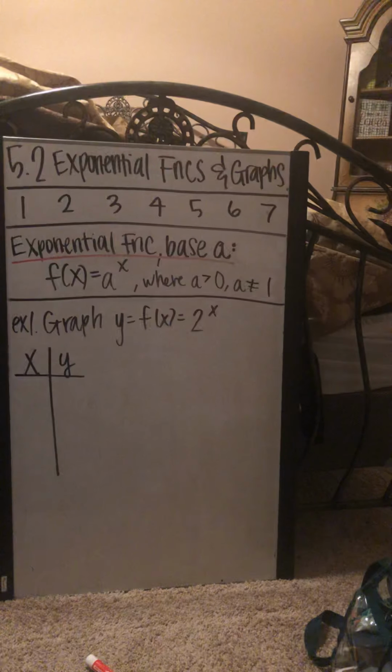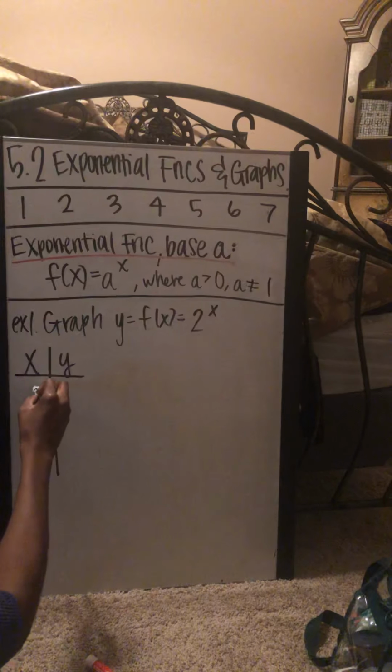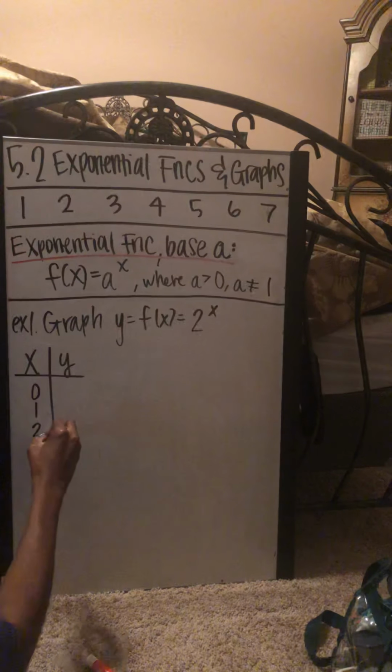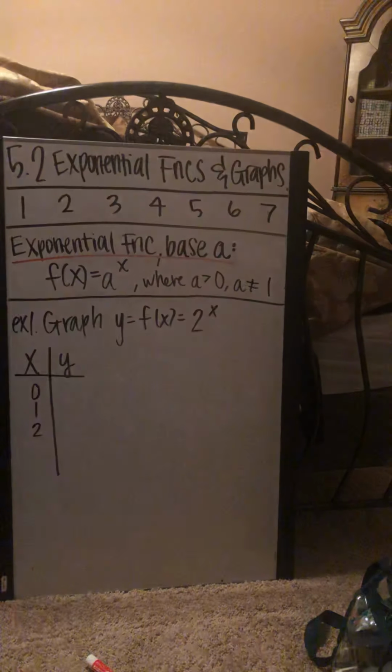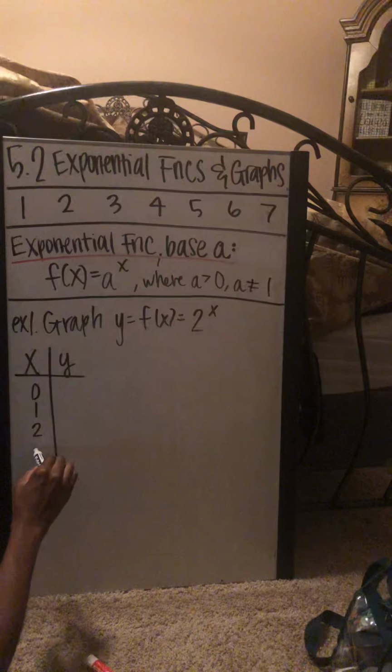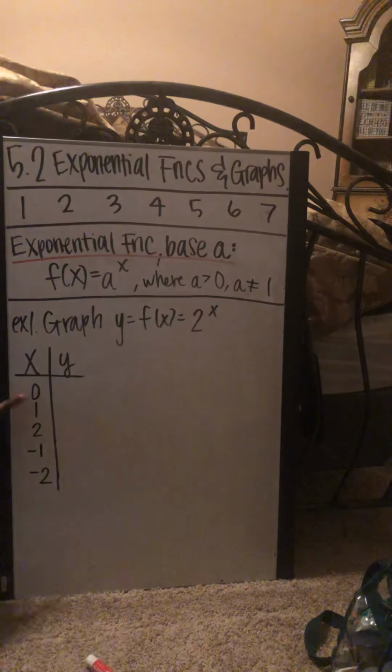And we can pick some numbers. I think 0 will be a pretty solid one to do, right? So let's do 0, 1, 2. Usually it's good to stick in some negative numbers, right? So let's do -1 and -2. I don't know why I wrote it like this. You could have done -2, -1, 0, 1, 2.